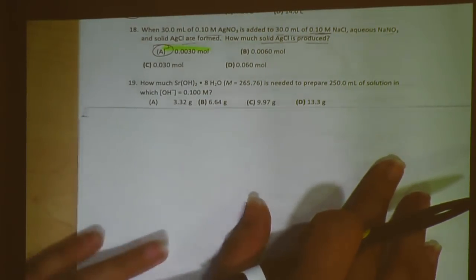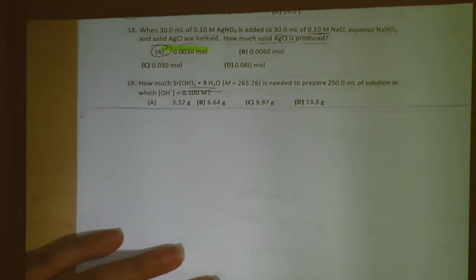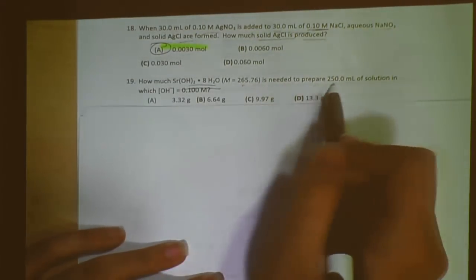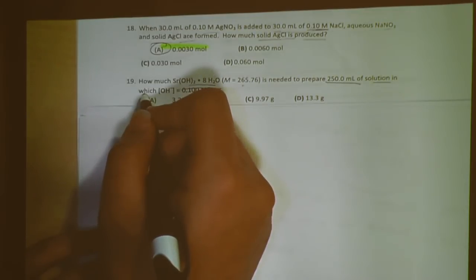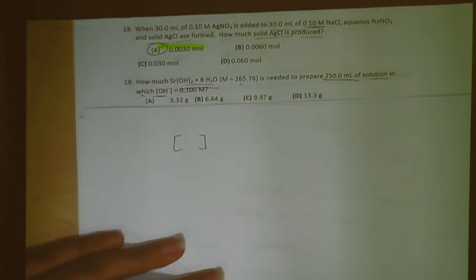How much Sr(OH)2 times H2O? Whenever you see this, that means it's something that is wet. It has H2O inside of it. Okay. So it's needed to prepare this amount of solution in which, whenever it's this, that means concentration. So the concentration of OH is 0.1 molar.